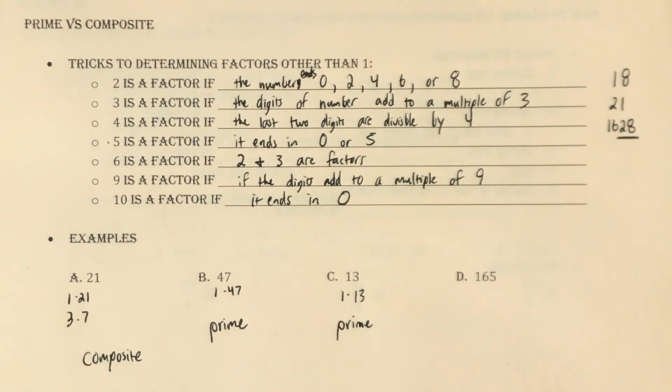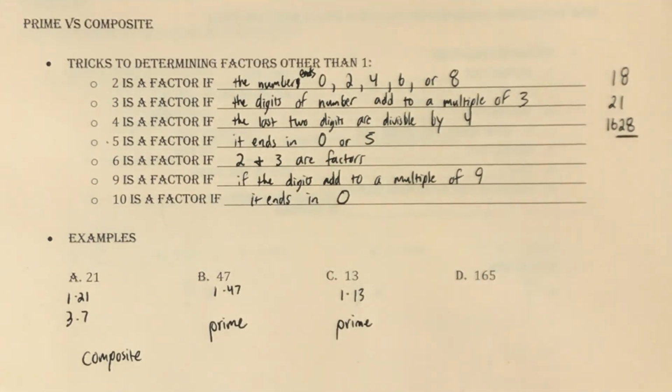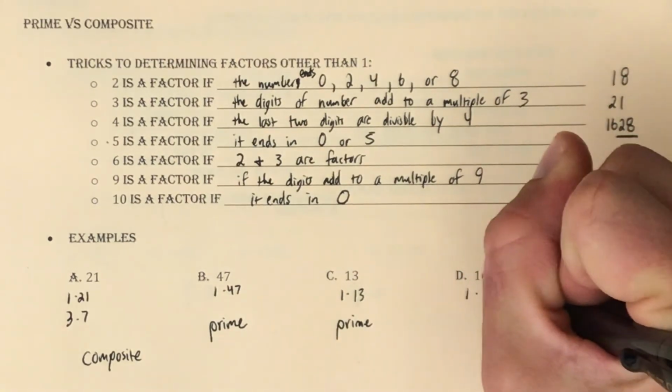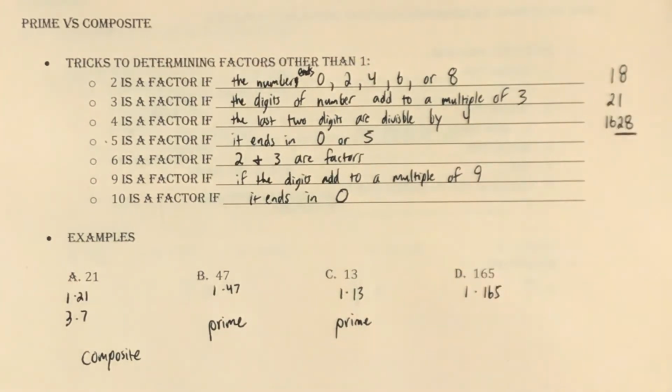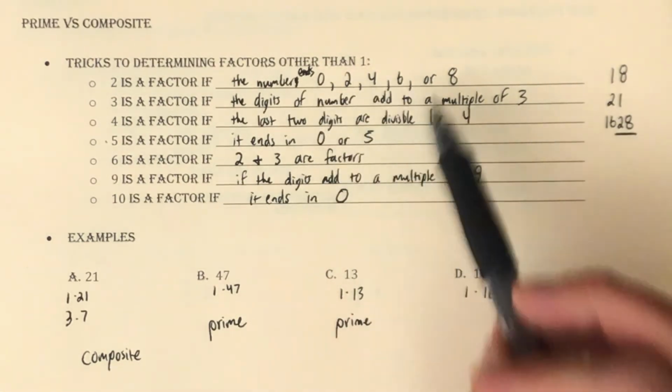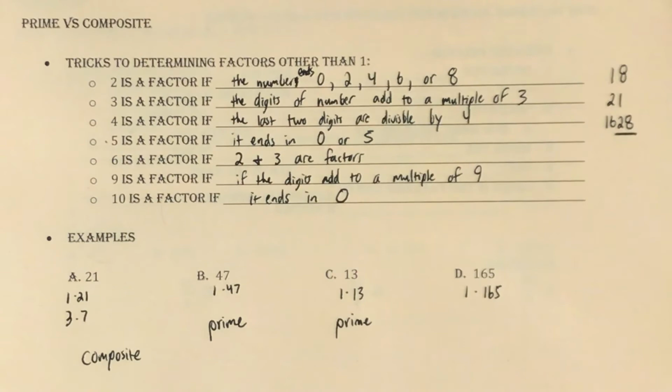All right, so now I'd encourage you to try example D on your own as well. So pause the video and then check your answer with mine. So again, listing the factors, I've got 1 times 165. That's 1 factor. Does 2 go in? Well, it doesn't end in 0, 2, 4, 6, or 8, so it's not an even number, so 2 does not. Does 3 go in?